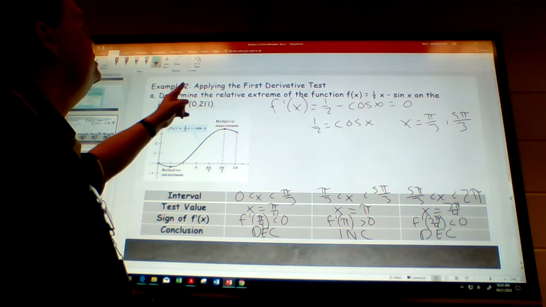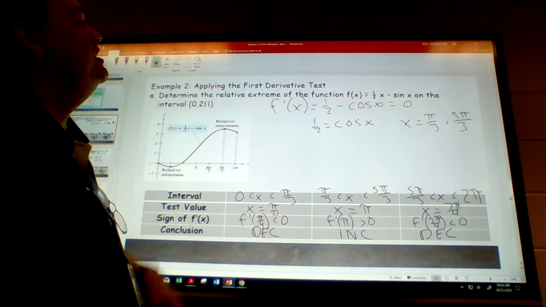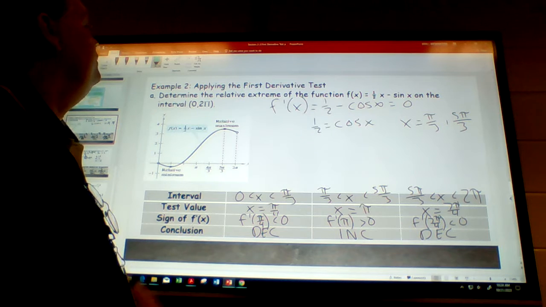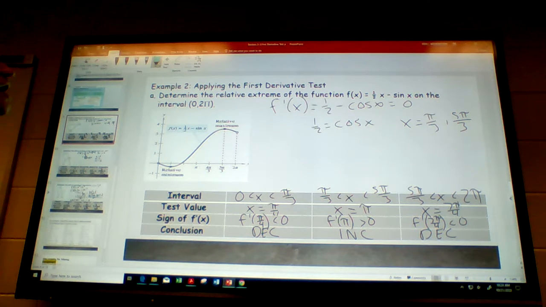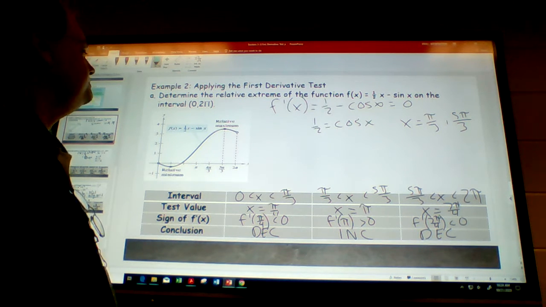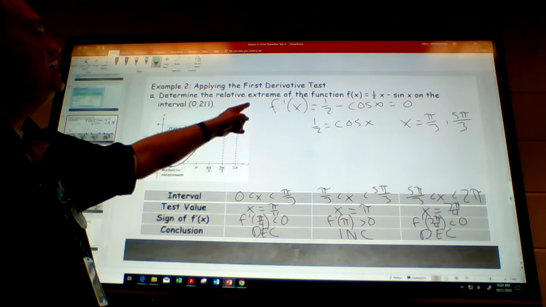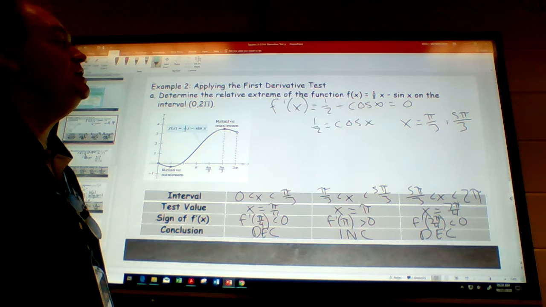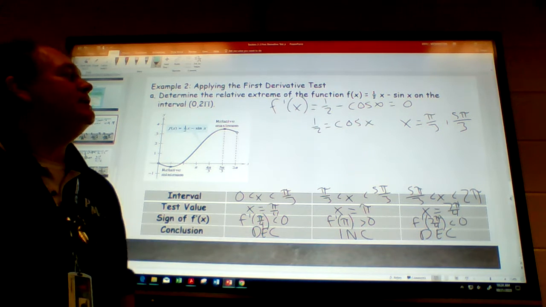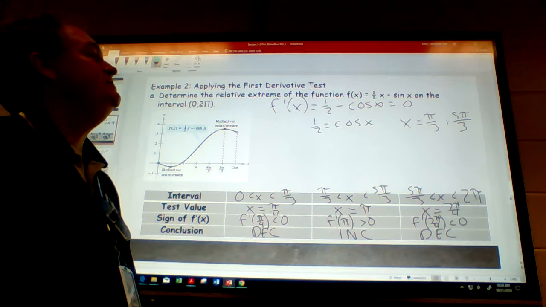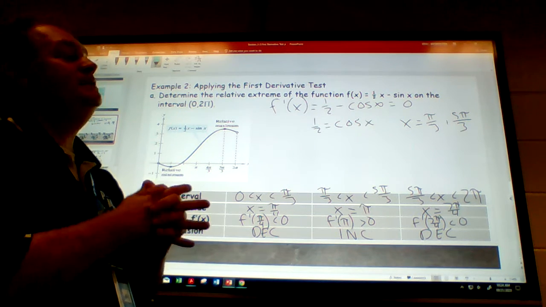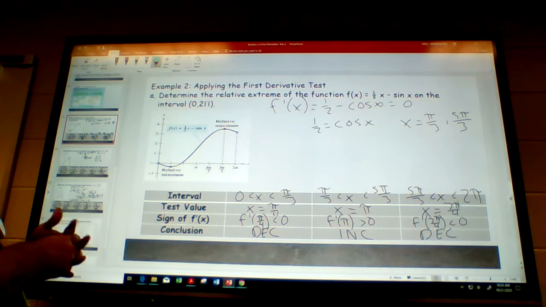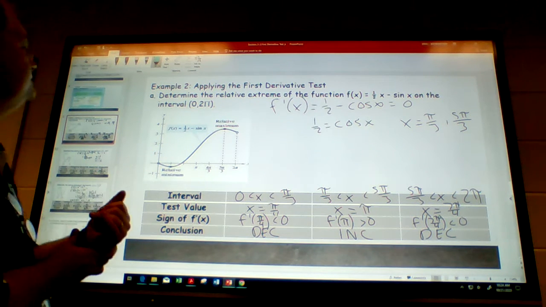All right, let's determine the relative extrema of the function f of x equals 1/2 x minus sine of x on the interval from 0 to 2 pi. First of all, f prime of x is going to be 1/2 minus cosine of x, and we set that equal to 0. We get 1/2 equals cosine of x, so our x values are at pi over 3 and 5 pi over 3. And you can check that from your unit circle. All right, now this is what the curve looks like.